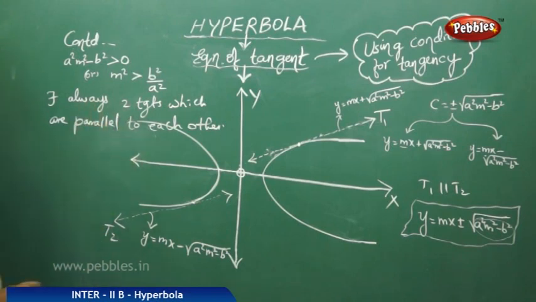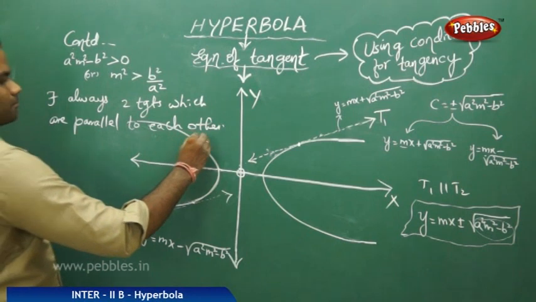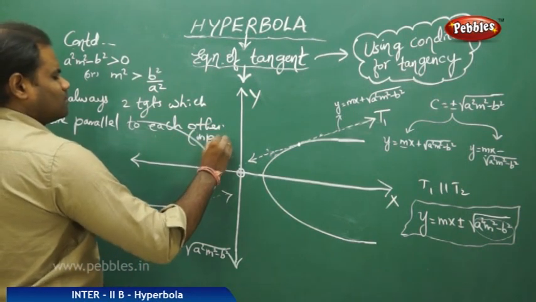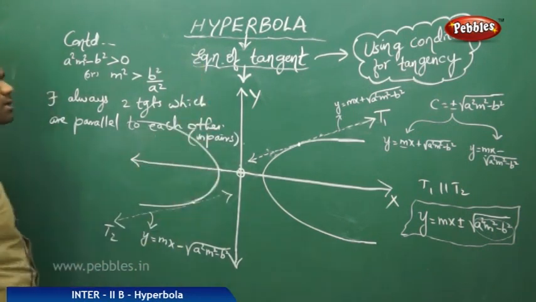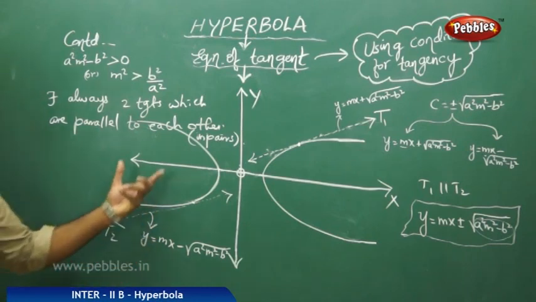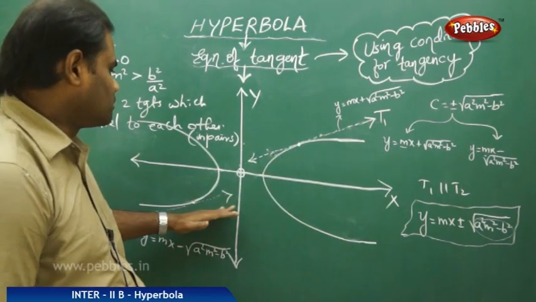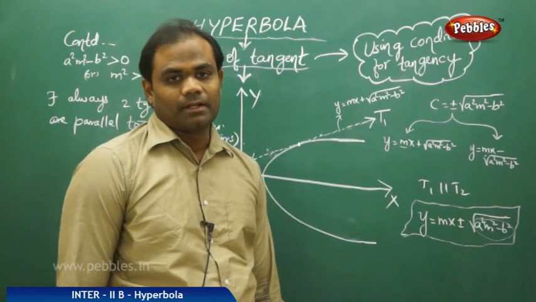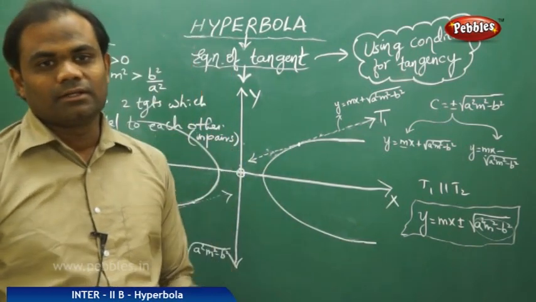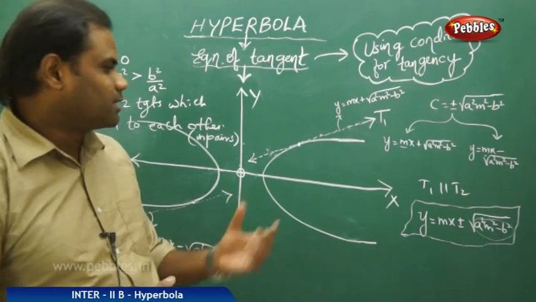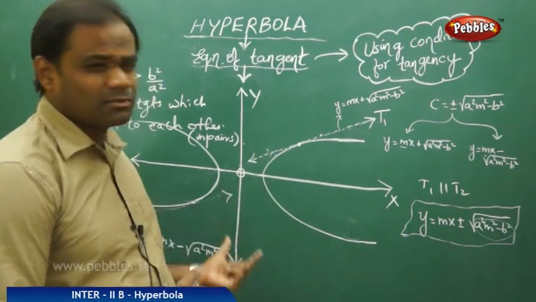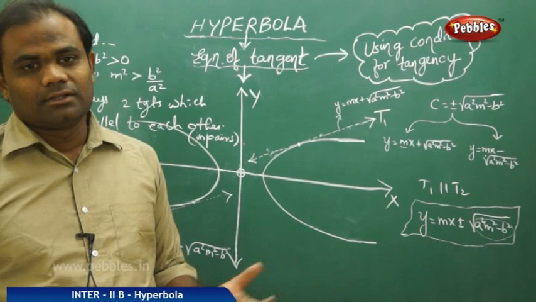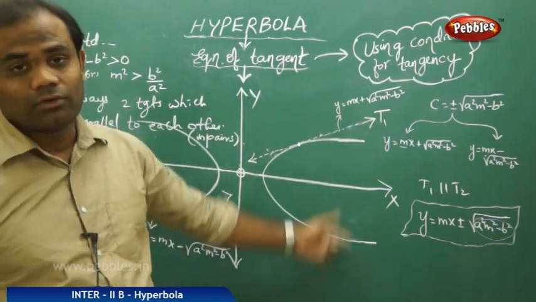There always exist two tangents which are parallel to each other in pairs. In pairs is how we understand the property where this tangent is parallel to this, given by plus or minus, and that is how we understand the pairs of tangents. There exists at least one pair parallel to each other, given by the condition for tangency.